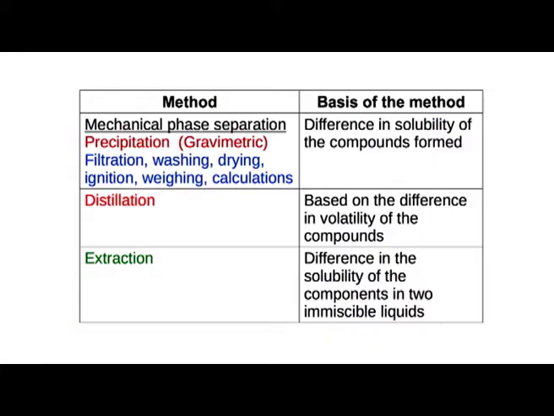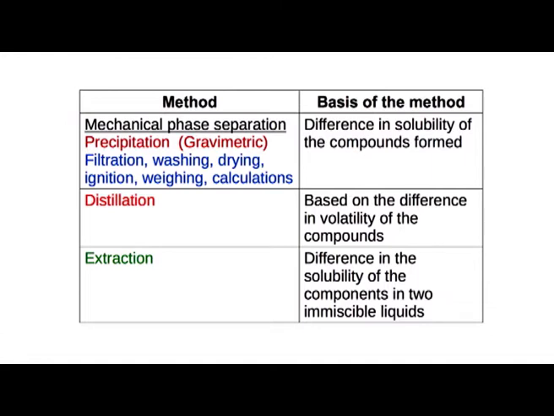and related fields. In many cases, the separation of the components can be achieved either by differences in their physical properties or by chemical means. So, there are many simple and commonly used separation methods. For example, we can have something like a mechanical phase separation.